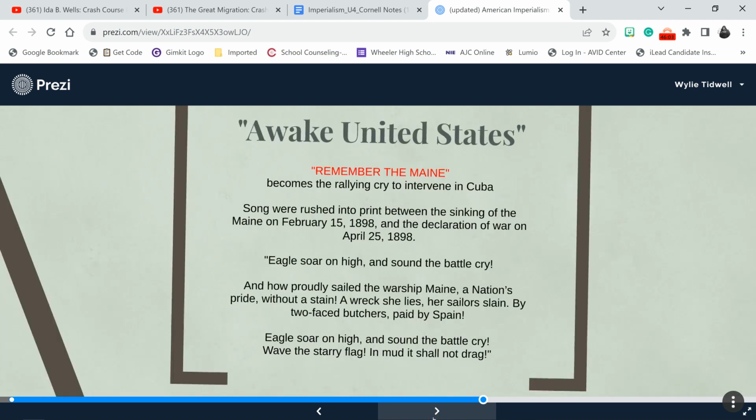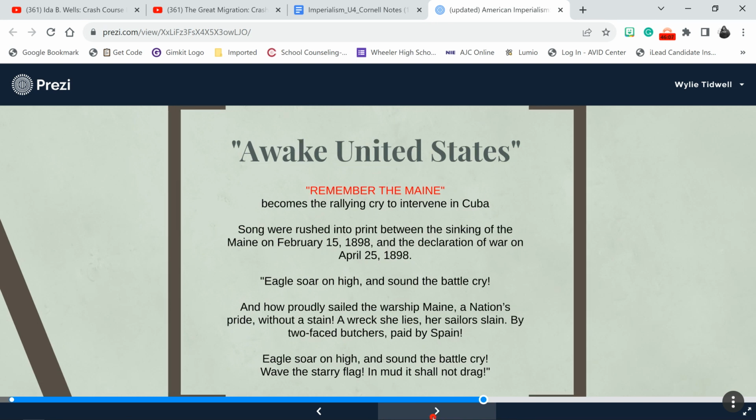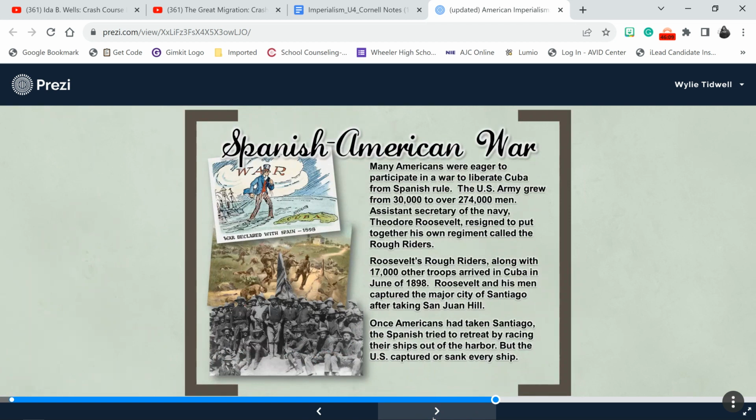It wasn't a very long war. It wasn't a long war at all. But the United States was awake. Spanish-American War now officially starts. The U.S. Army grew from 30,000 to 274,000 men and people ready to go.